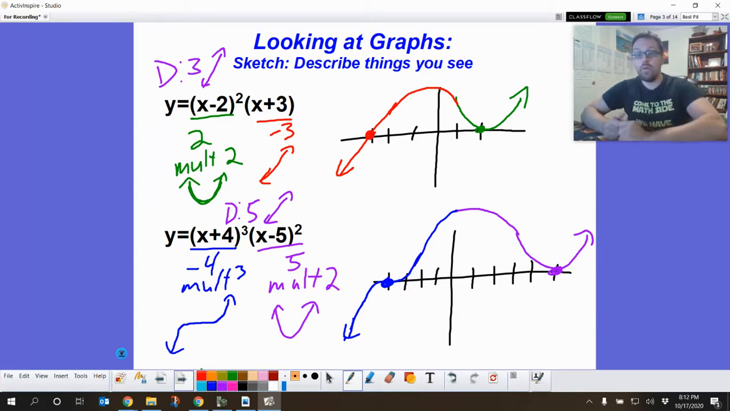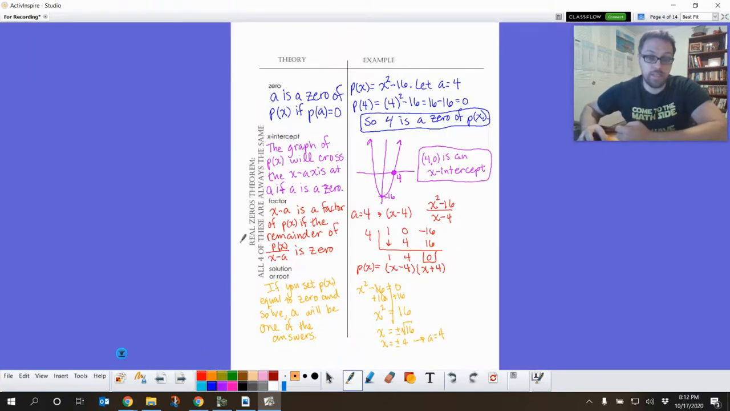Okay, I want to go over some theorems that we've been talking about once this thing decides to load.